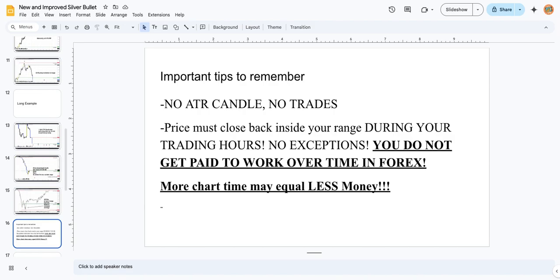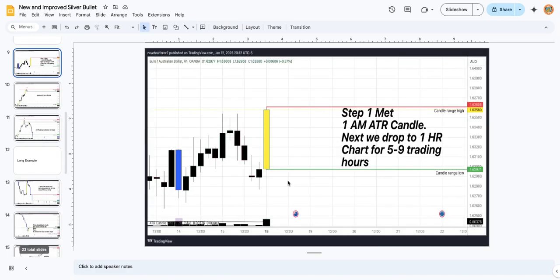But here's some important tips to remember. Number one, if there is no ATR candle, there are no trades. All right. If you come to the chart at 4:45 or whatever, just for the sake of this example, if you don't see this candle right here, if you don't see an ATR candle, you are not trading. For my chart, I use black candles just to remind myself, don't trade this. Okay. You're only looking for blues, which is that right here, whether that's a long, see how that went up, and a yellow, which means short.